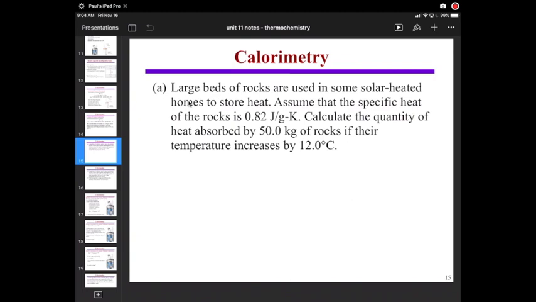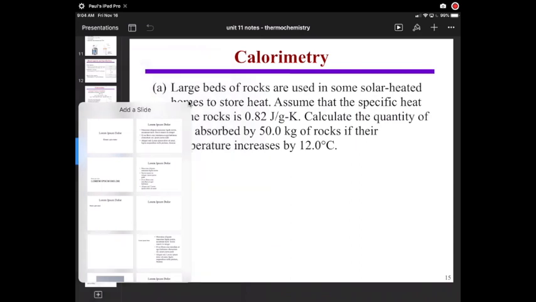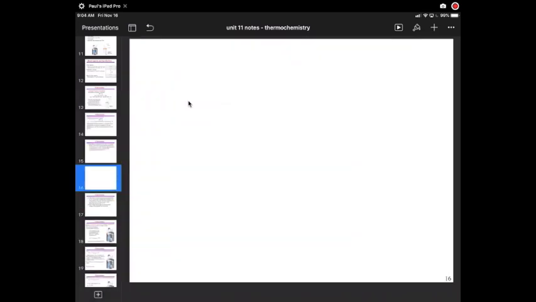When we look at calorimetry, and I gave you a sheet, what we're looking at is a reaction inside a cup. The reaction sits inside here.